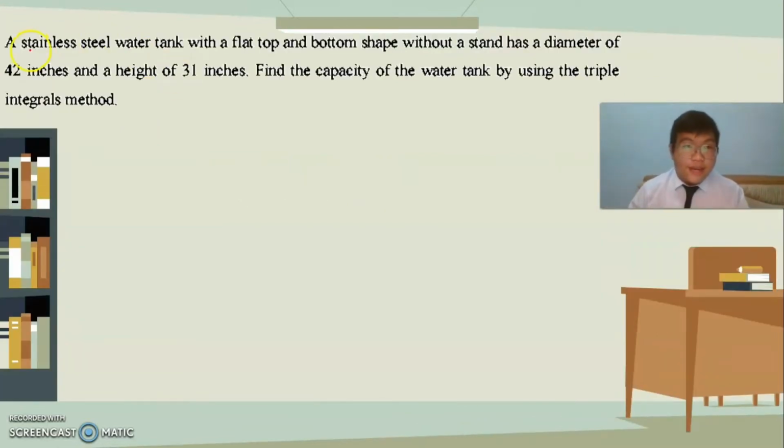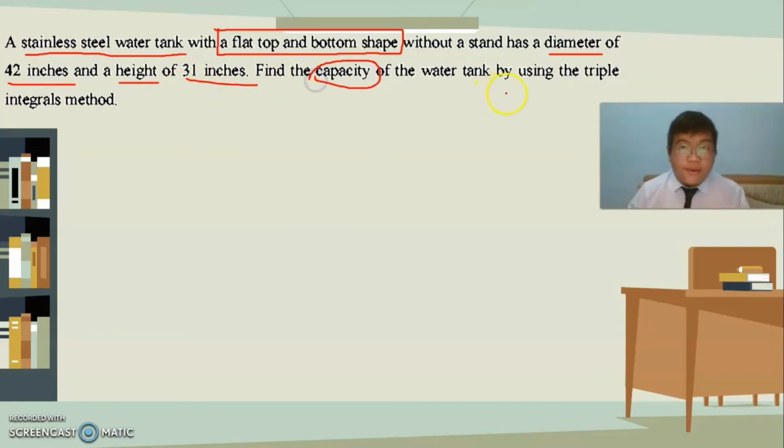So first of all, let's look at the question. The question here is: a stainless steel water tank with a flat top and bottom shape without a stand has a diameter of 42 inch and a height of 31 inch. Find the capacity of the water tank by using the triple integral method.